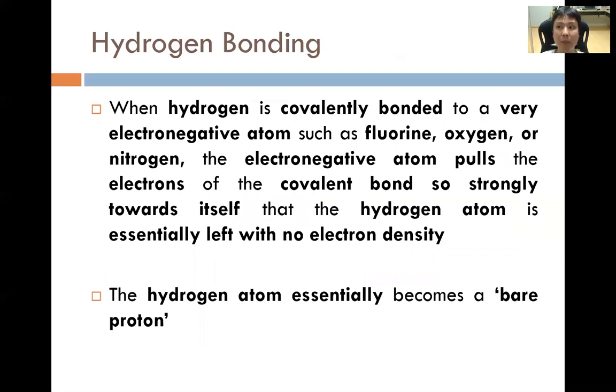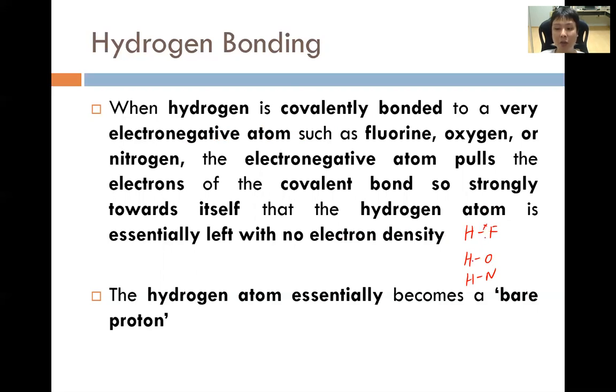Okay, so the last type of intermolecular forces of attraction is hydrogen bonding, which is the strongest type of intermolecular forces of attraction. And the prerequisite for hydrogen bonding is that you need a hydrogen to be covalently bonded to a very electronegative element such as fluorine, oxygen, or nitrogen. So for example, you need a H bonded to an F, you need a H bonded to an O, or you need a H bonded to an N. Okay, and the reason for this is that fluorine is the most electronegative element in the whole periodic table, followed by oxygen, followed by nitrogen.